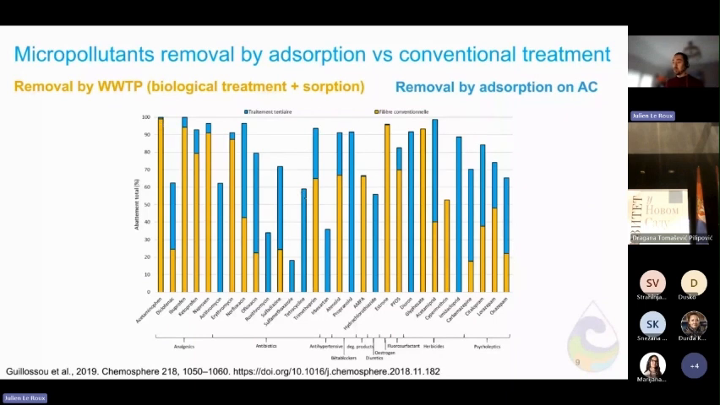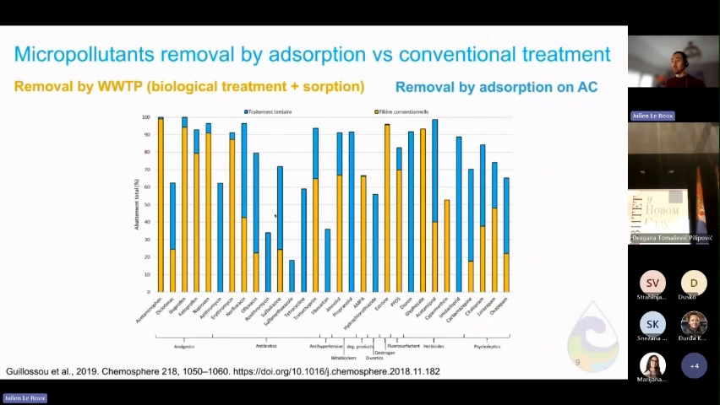For some other molecules, like here tetracycline, it's only blue. It means it's not removed at all in the biological treatment in the wastewater plant, and it's only removed by adsorption on the pilot. So here the pilot has a big interest for this type of molecules. Same for diuron here.